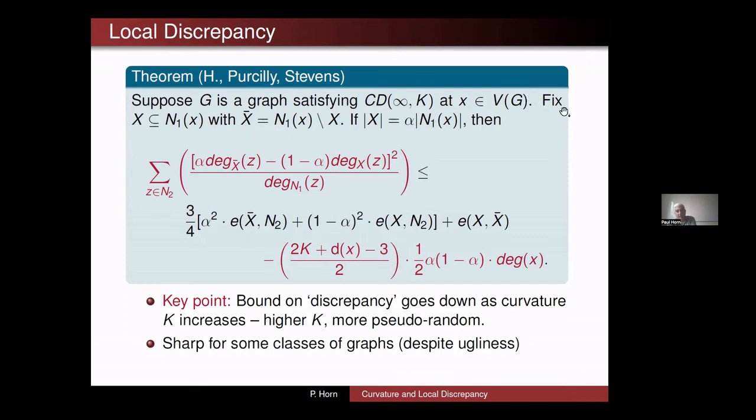I'm taking my graph, I'm taking a vertex, I look at the first neighborhood, the second neighborhood, and I'm going to cut the first neighborhood up. So I partition the first neighborhood into two pieces, x and x bar. And now suppose I have an alpha, 1 minus alpha split. Then what's going on here? This is a quantity which would be 0 if the degree of z was split in exactly the way I wanted it to be.